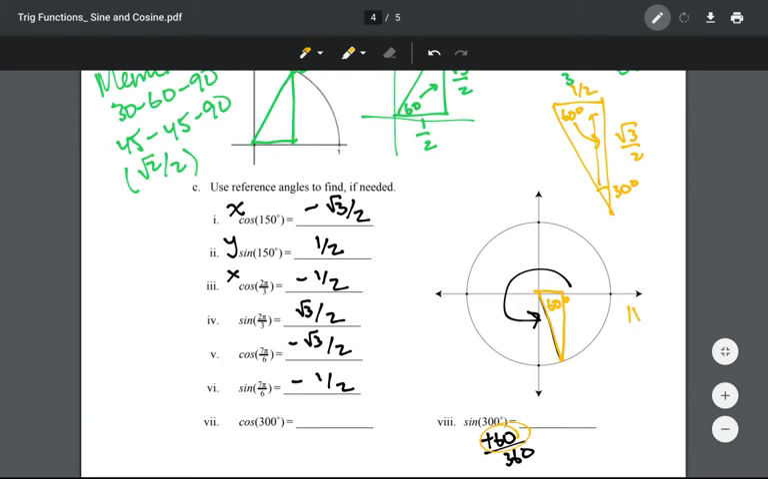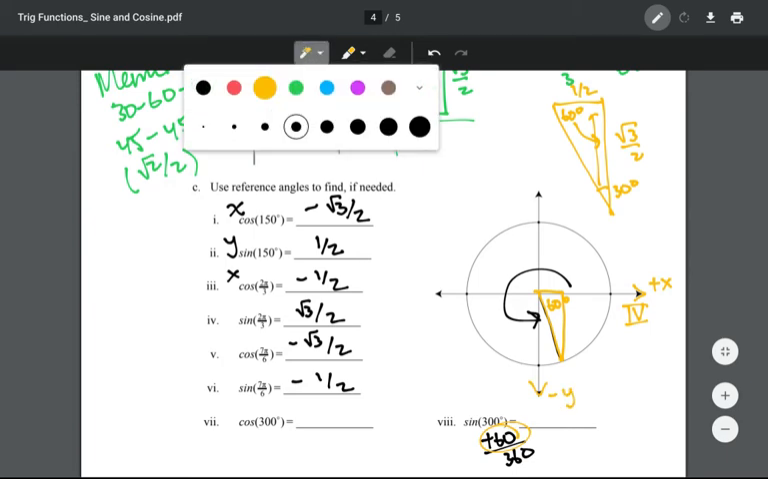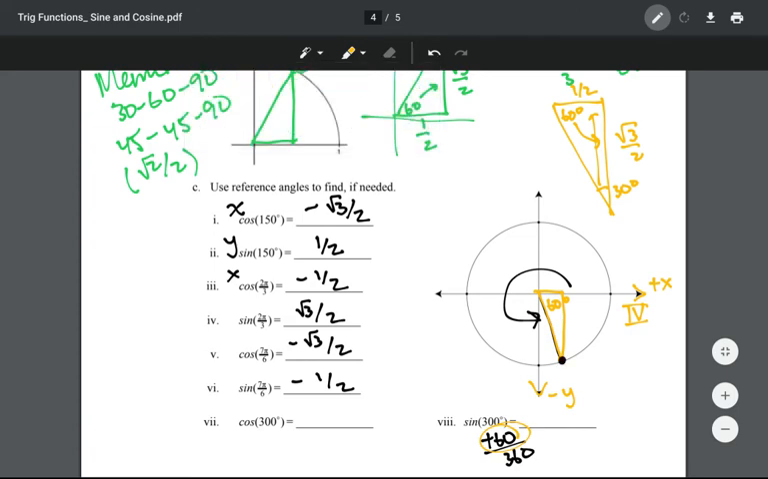I'm in quadrant 4. I have positive x's and negative y's. So when I label the point, I'm going to label my point with a positive x, 1/2, and a negative y, negative radical 3 over 2. Cosine is my x, that's going to be 1/2. Sine is my y, and that's going to be negative radical 3 over 2.